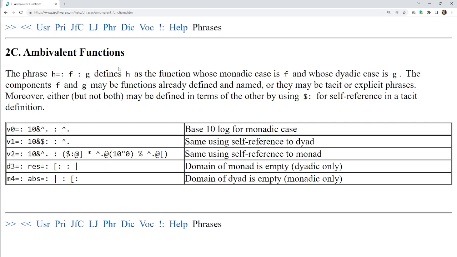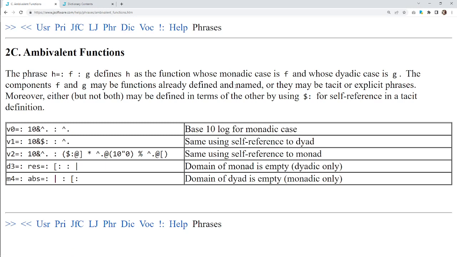All right, so what is this telling me? The phrase H equals F code G defines H as a function whose monadic case is F and whose dyadic case is G. The components F and G may be functions already defined, or they are tacit or explicit phrases. Moreover, either but not both may be defined in terms of the other by using self-reference and a tacit definition. We have not seen that before, so that's something new to learn.